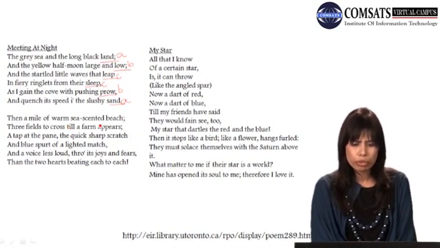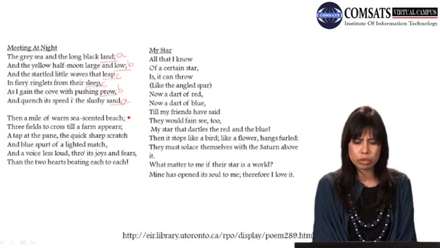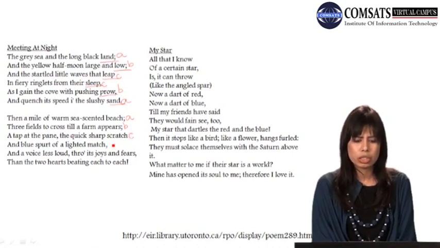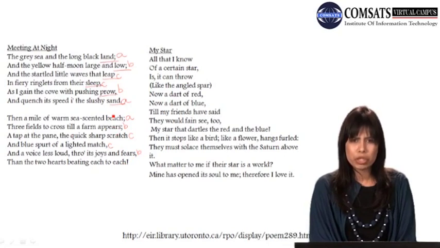Okay, so if we go for the analysis of the rhyme scheme in the second stanza, here you can see beach and appears, both are different. So this is A, B. Okay, this is scratch, again a different one. So this is match, this is C here. Okay, this is fears. So my dear students, this is B. Okay, and this is the each, cha sound here, and this is in beach as well.